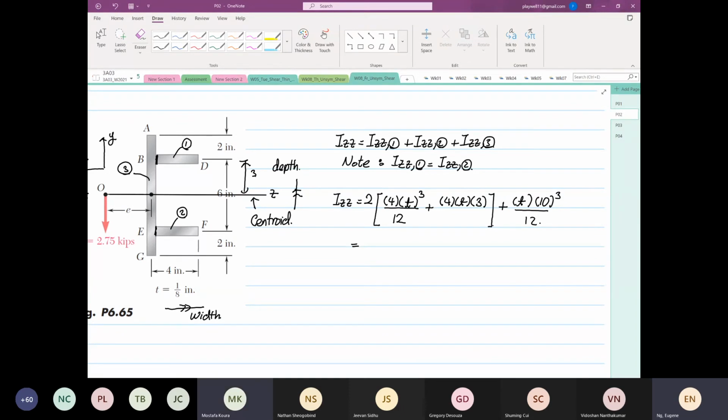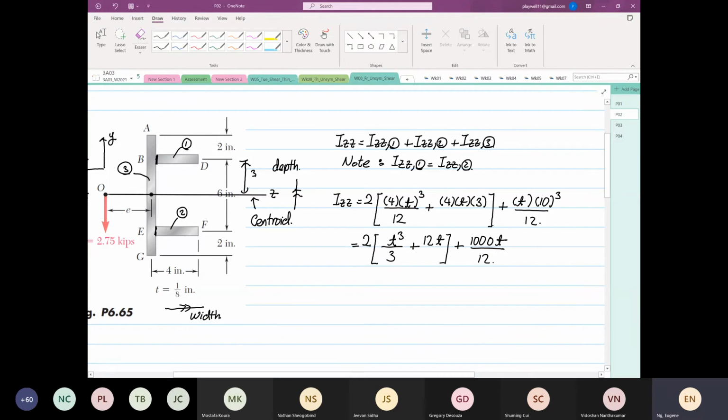So 4 divided by, so this will be twice. So this will be T cube over 3 plus 12T, minus plus 10 power 3, which is 1000T divided by 12.